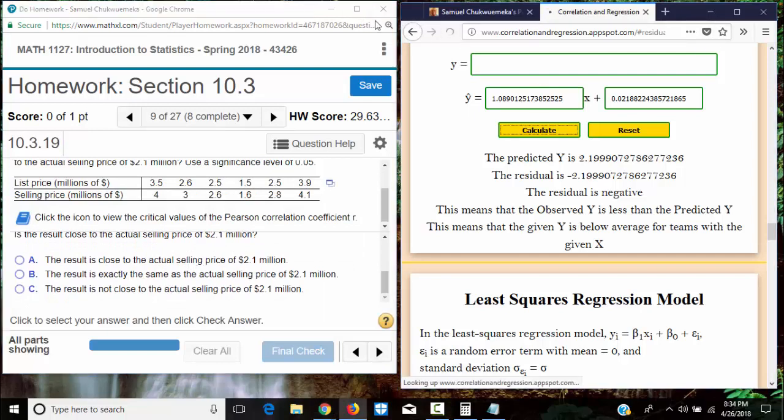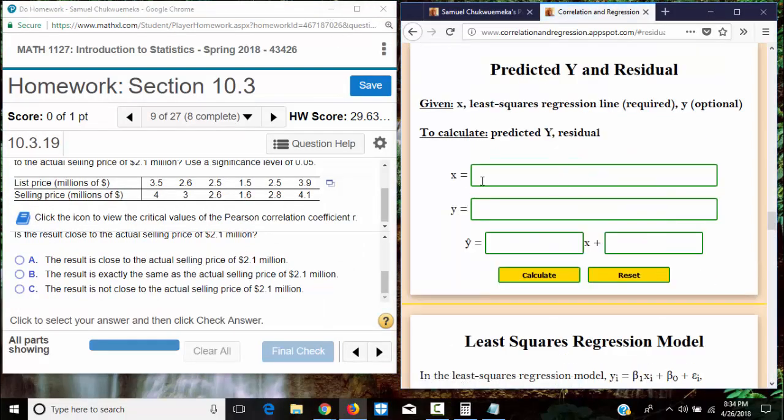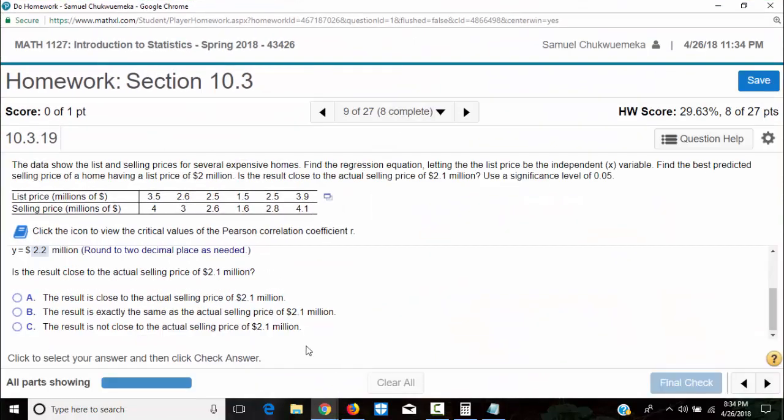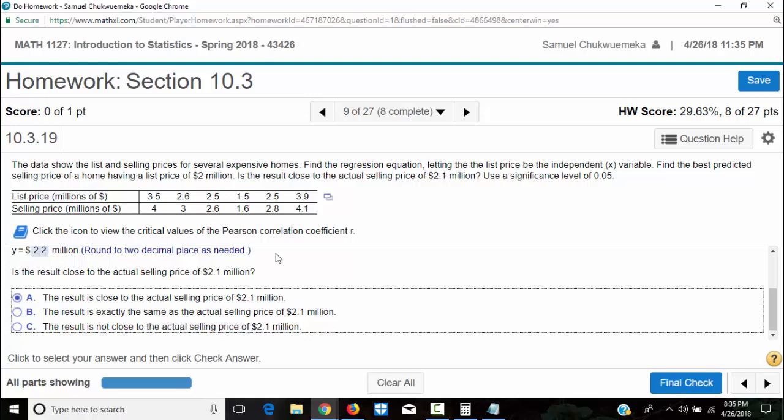Then I just refresh this. It's always good to, after each calculation, refresh it to remove the result. Now, is 2.2 close to 2.1? It's close. 2.2 million is close to the actual selling price of 2.1 million.